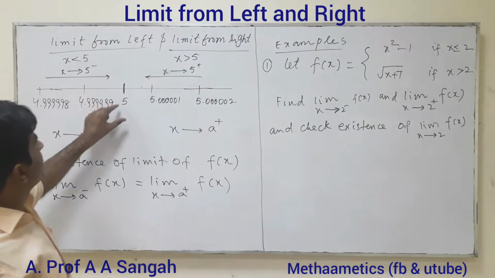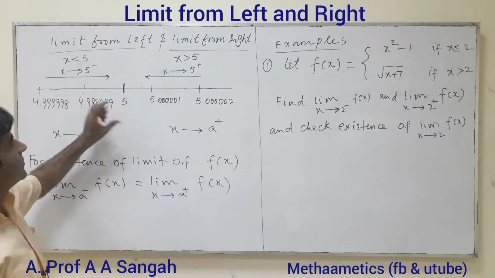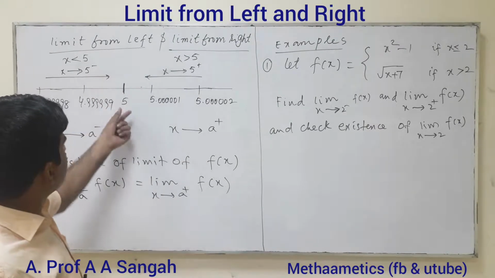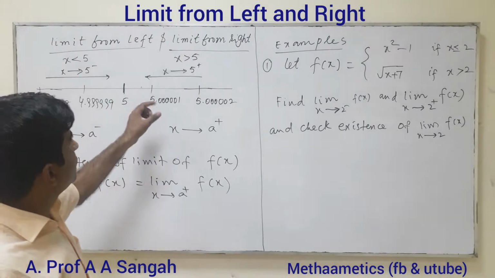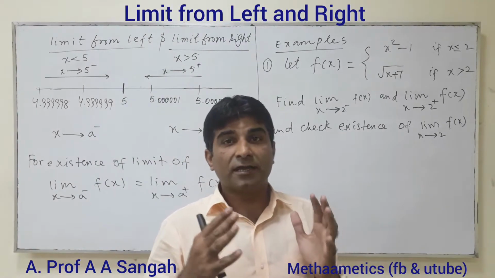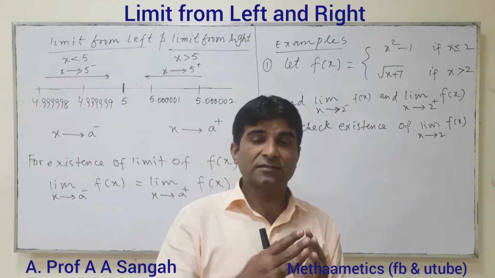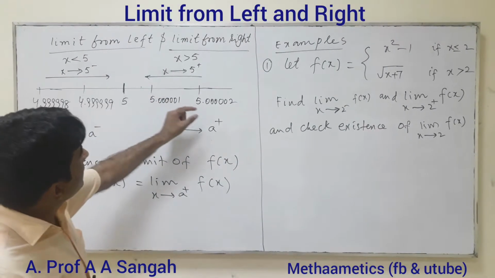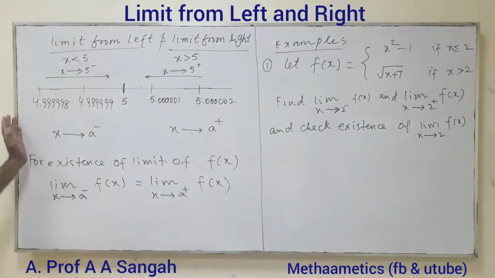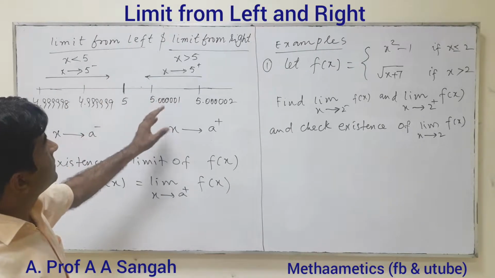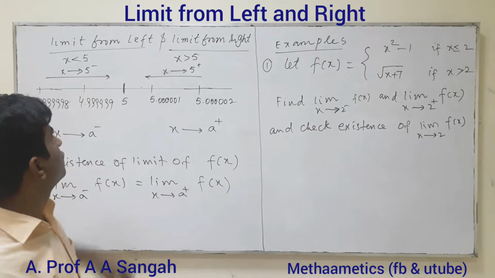Similarly, here we have taken as an example a is 5. This means that x will approach 5, x will come closer and closer to 5. The value of x is not exactly 5, but it comes closer and closer to 5. It may be some greater value or some lesser value, more or less the value of x is approaching 5.